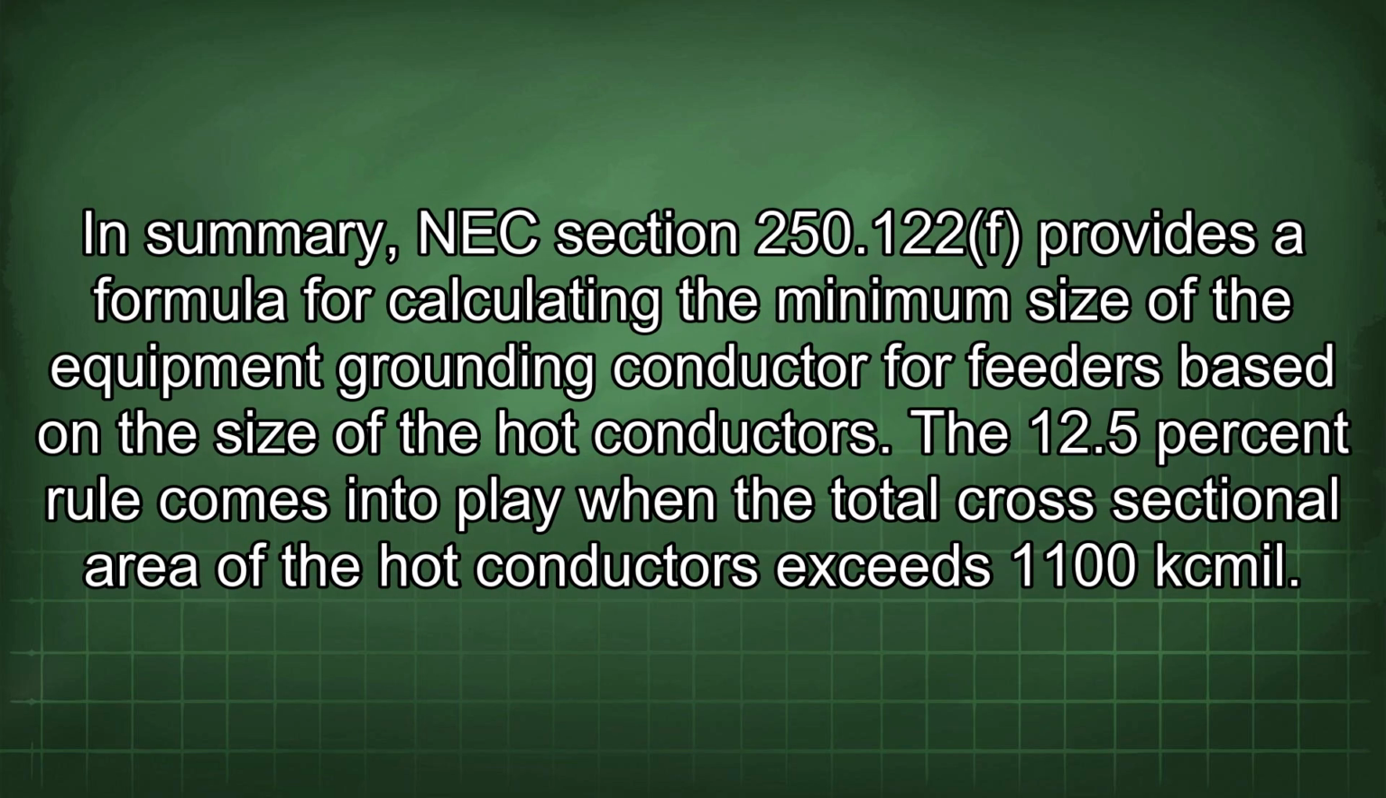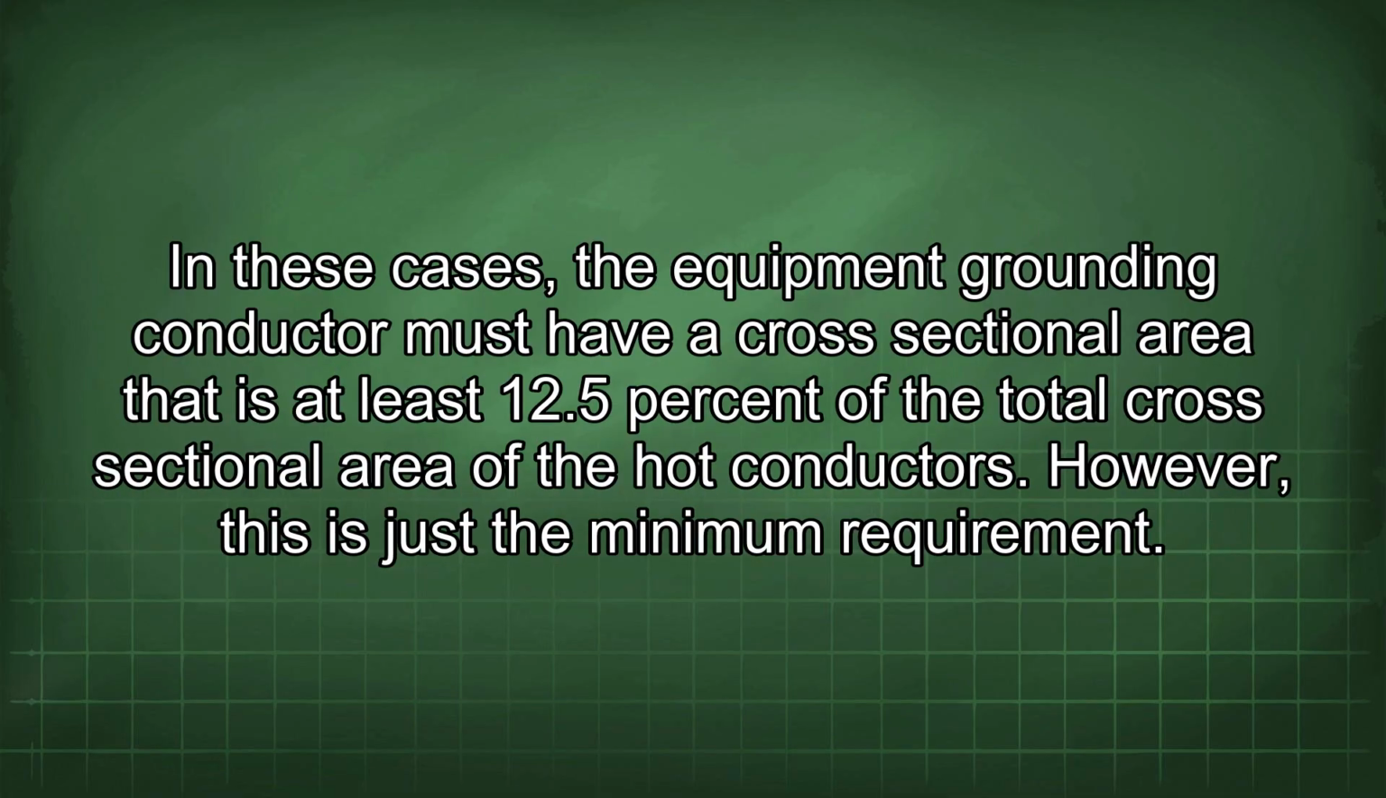In summary, NEC section 250.122 provides a formula for calculating the minimum size of the equipment grounding conductor for feeders based on the size of the hot conductors. The 12.5% rule comes into play when the total cross-sectional area of the hot conductors exceeds 1100 kcmil. In these cases, the equipment grounding conductor must have a cross-sectional area that is at least 12.5% of the total cross-sectional area of the hot conductors.